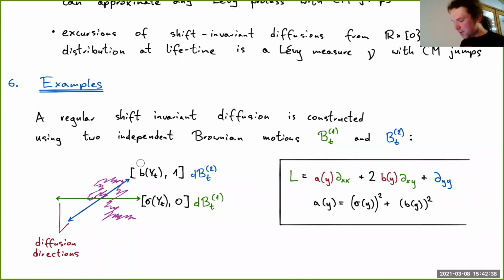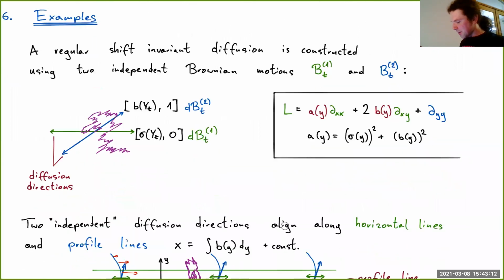So that horizontal component is given by B of YT, where B is the coefficient in the expression for the generator. Okay, and the horizontal part also has a certain coefficient sigma. Sigma is related to coefficients A and B in the expression for the generator. Using that formula, A is equal to sigma squared plus B squared. Okay, so these two lines, the blue arrow and the green arrow, will be called diffusion directions.